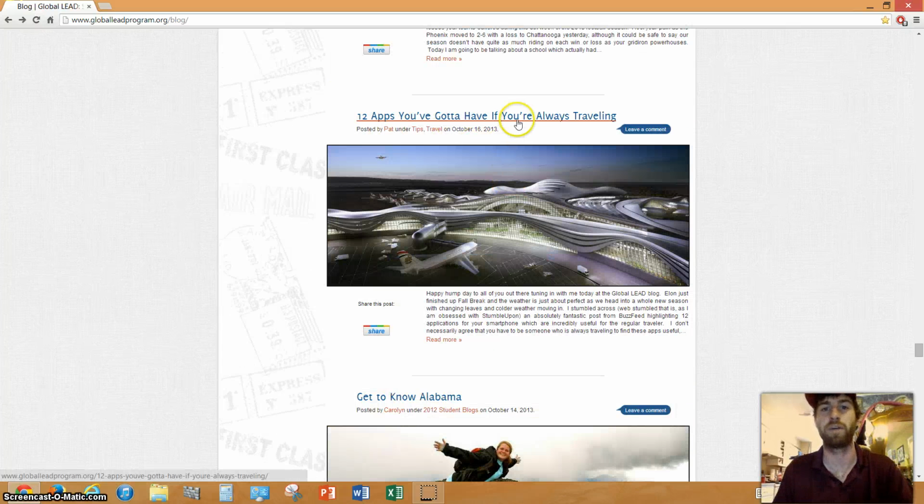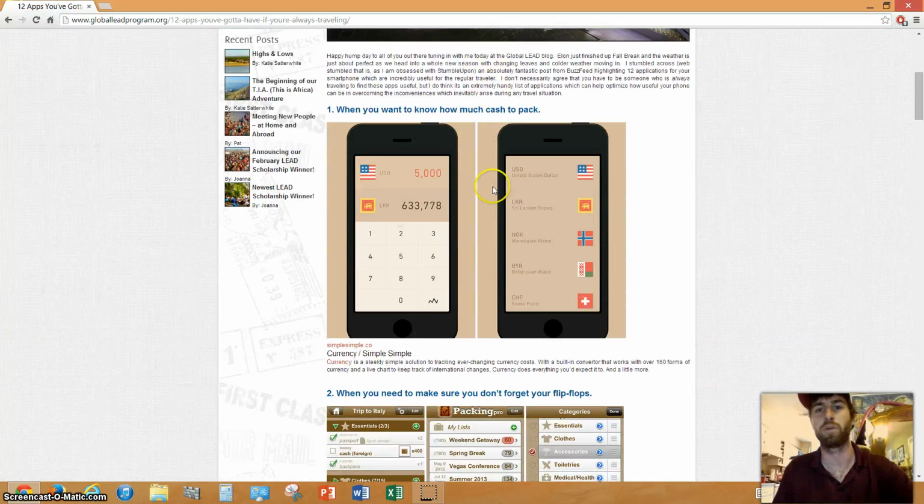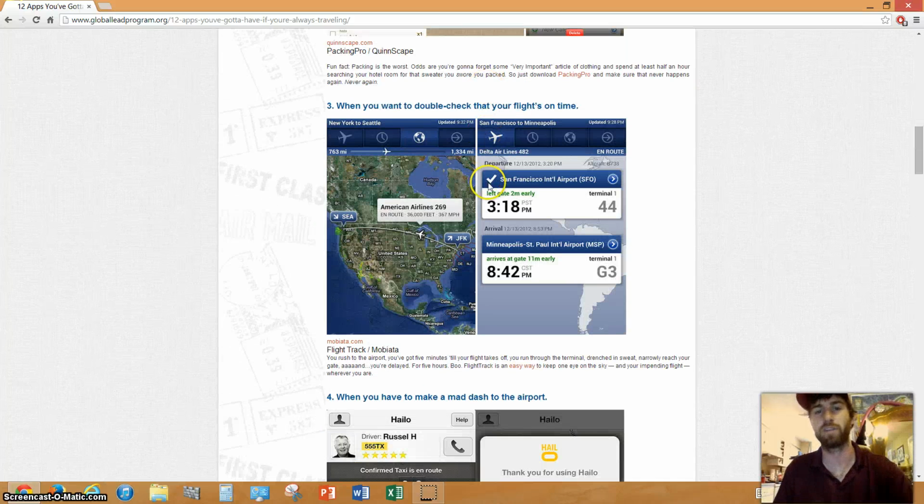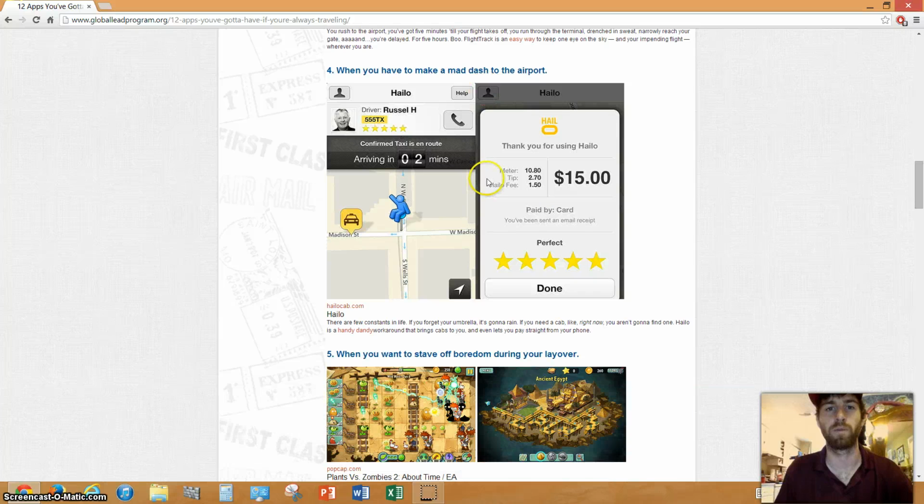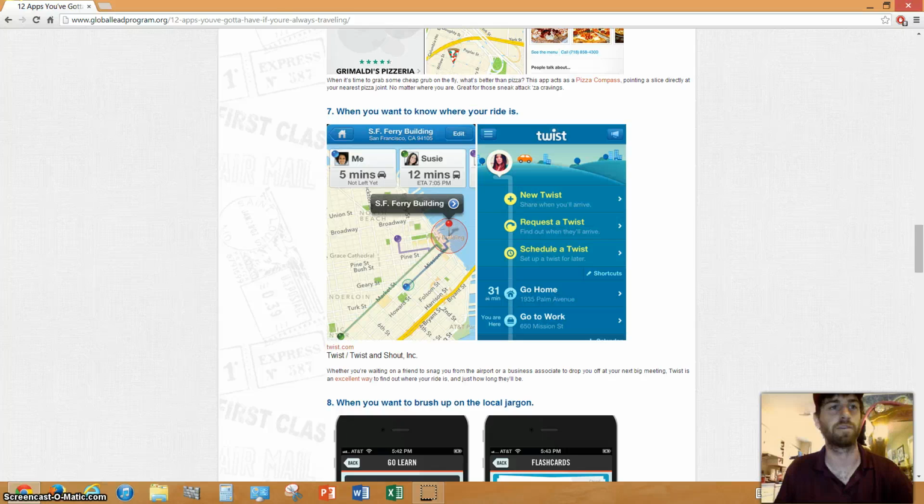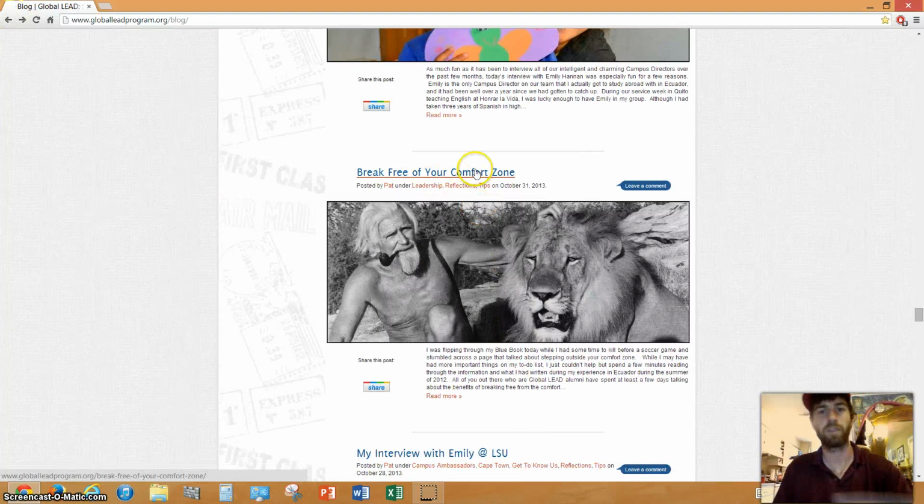I came in with "12 Apps You've Got to Have If You're Always Traveling." This is something relevant to students who are about to study abroad. And it really brought back the interest level for students. So as you can see, a lot more pictures as well as a lot more diverse information to give to the students. And then moving up, "Breaking Free of Your Comfort Zone."